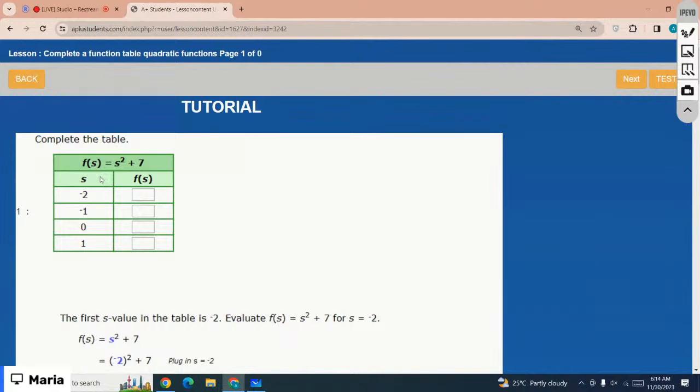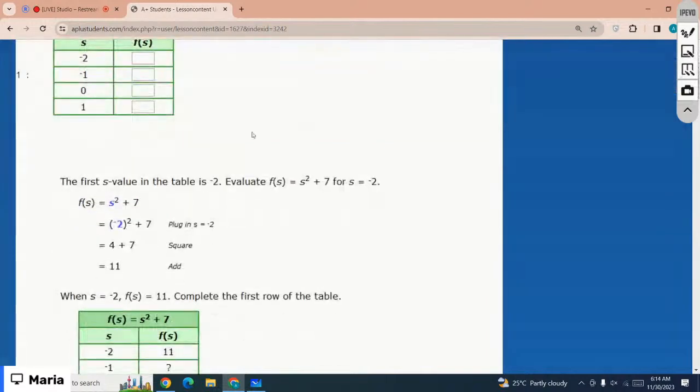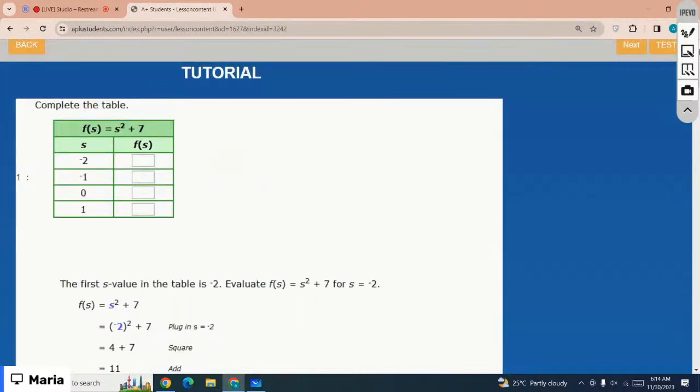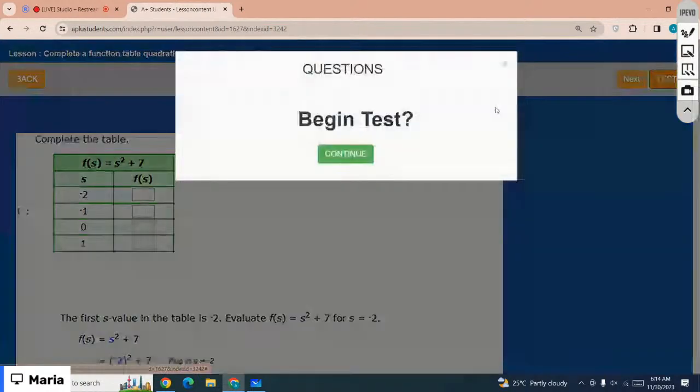And you are given the values of x. You need to put these values in the function and calculate f of s, right? For example, you have to evaluate s equals negative 2. So you have to replace the s with negative 2 in the function and then evaluate. Negative 2 square is 4, and 7 plus 4 equals 11. Basically, you have to replace the variable with the given values and evaluate. Let's just do the practice questions, then that would be easy to understand.